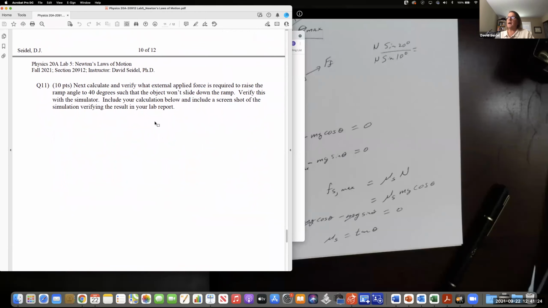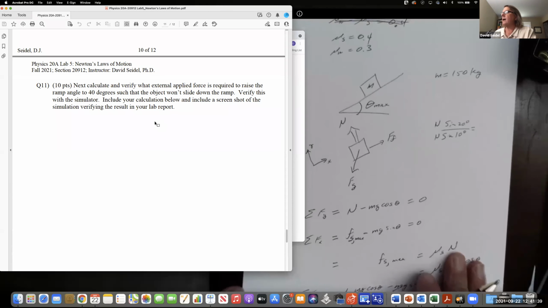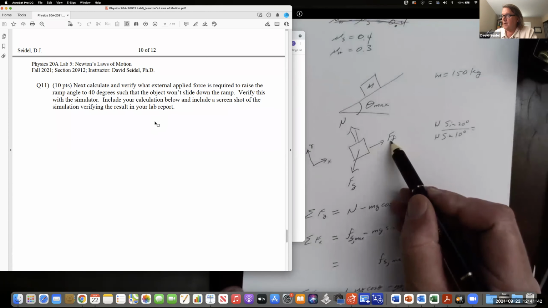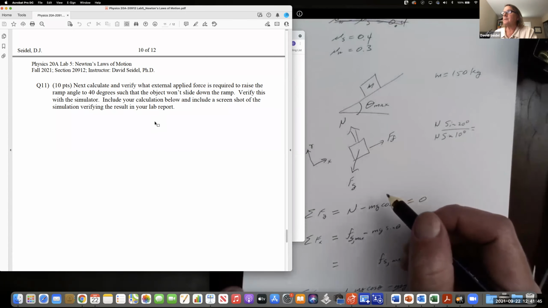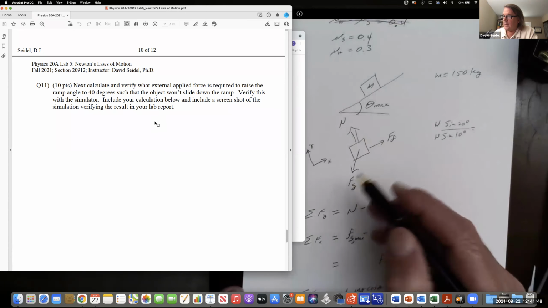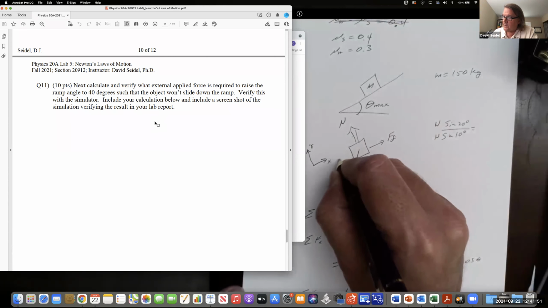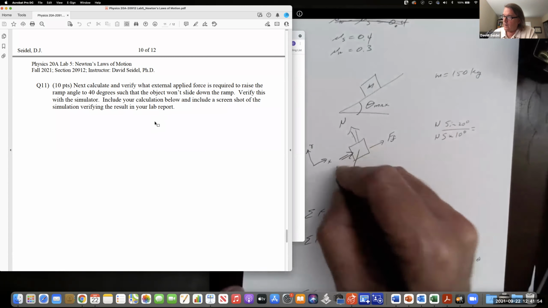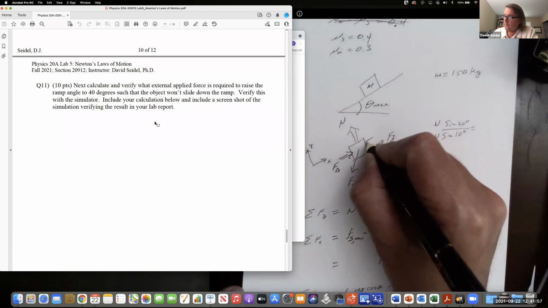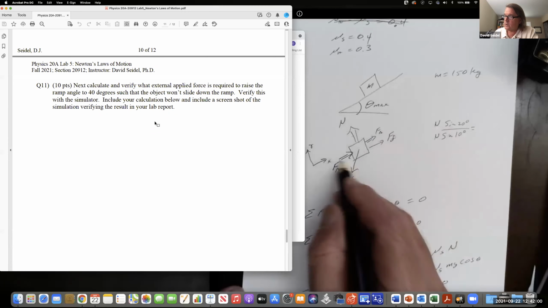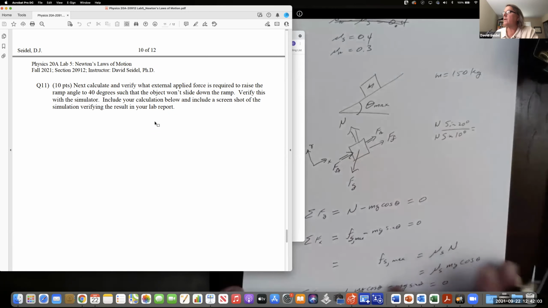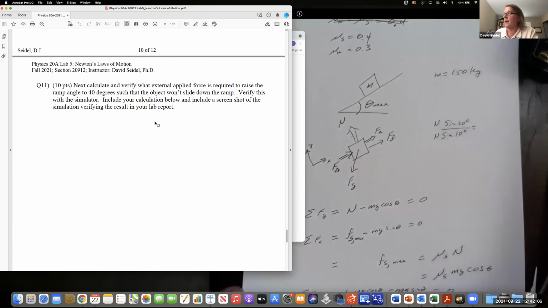Now, I want you to calculate the applied force that you need to apply such that you can raise the ramp angle to 40 degrees. So now, your free body diagram is going to have the force of friction. You're still going to set it at the max. You're still going to have the normal force. You're still going to have the force of gravity, but you're also going to have F applied. You can draw it over here, or over here. I don't care. Choose which one you want.